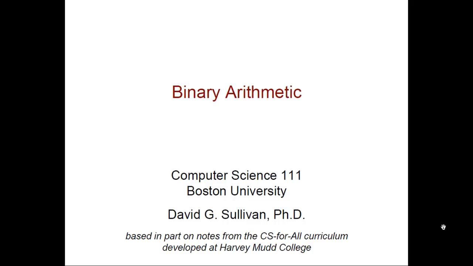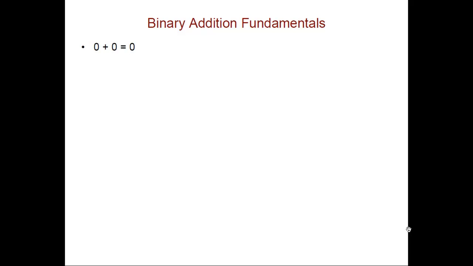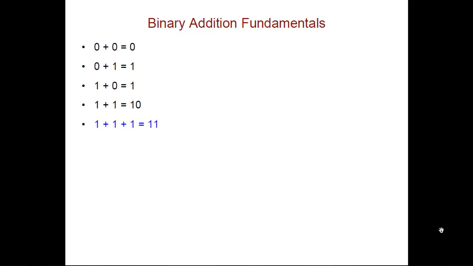Now let's look at how to perform arithmetic with binary numbers. So here are some fundamental facts that we need to know. 0 plus 0 is still 0. 0 plus 1 or 1 plus 0 is still 1. So that's pretty straightforward. If I add 1 plus 1 though, I'm going to get 1, 0, because remember this is binary, and this is how we represent 2 in binary. And then 1 plus 1 plus 1 gives me 1, 1, which is 3 in binary.